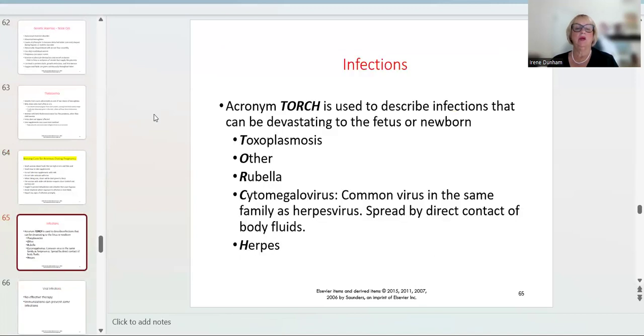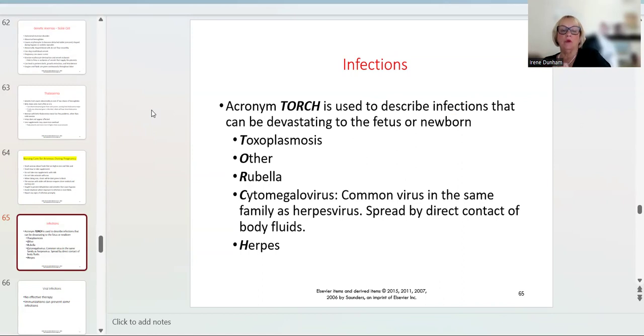Another area I want to touch upon before we go is infections. This is an acronym called TORCH. It describes infections that can be very bad for the fetus or the newborn. So toxoplasmosis is caused by eating raw meat, or if she has a cat, they have a parasite called toxoplasmosis, and it can cause terrific damage to the newborn.